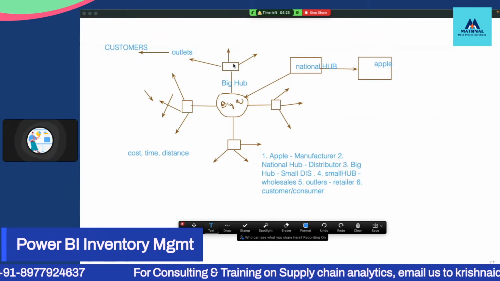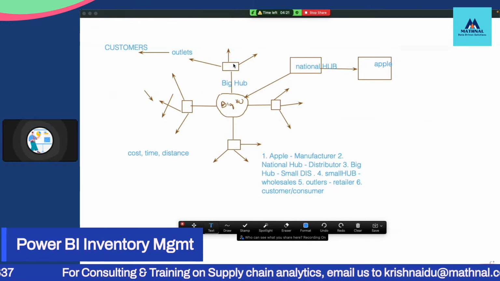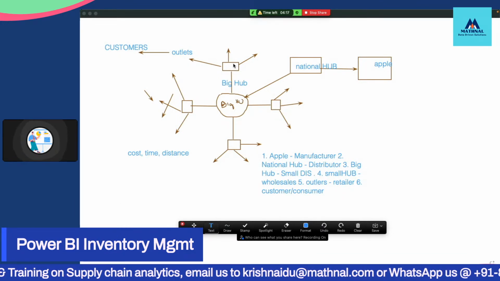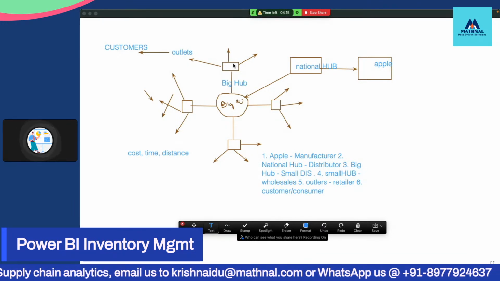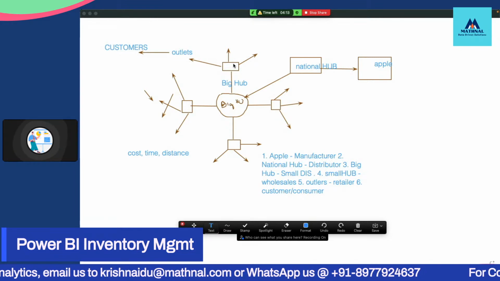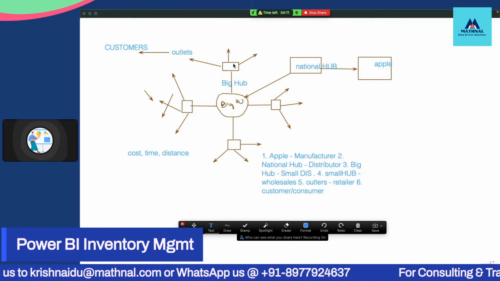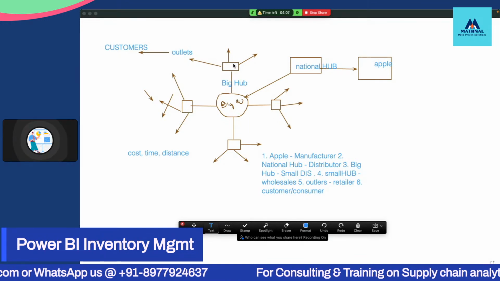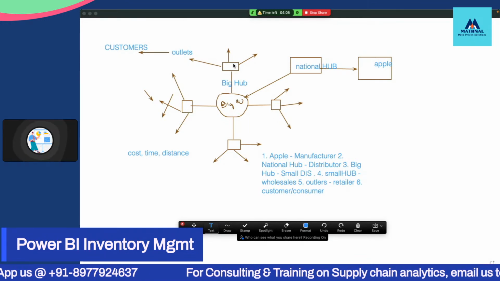because I want to make a very small investment. I don't want to make a very big investment. So people who don't want to put in big investment will open small shops of 100 or 200 square feet, and from there they will sell their phones. And as soon as they sell their phones, they'll get the new stock from the small hub.